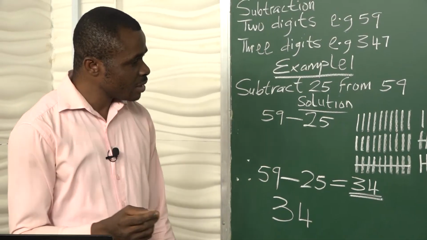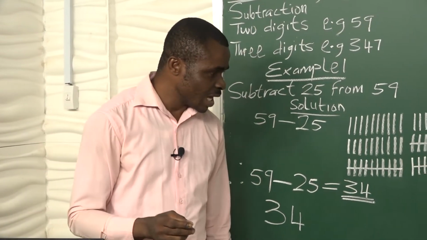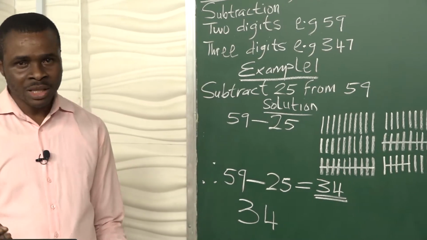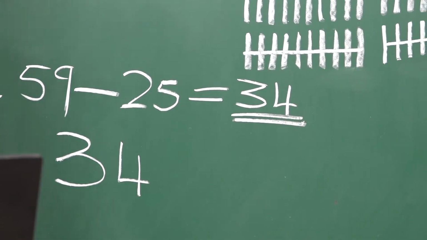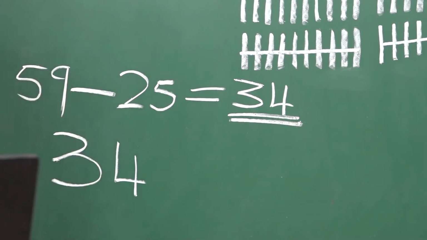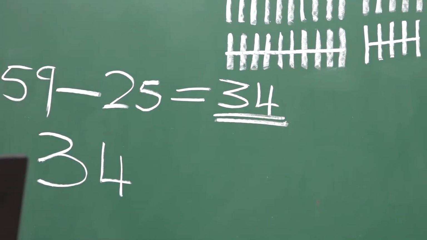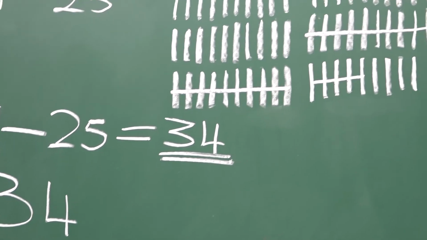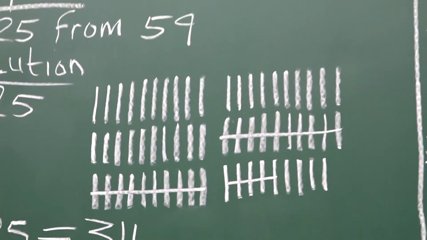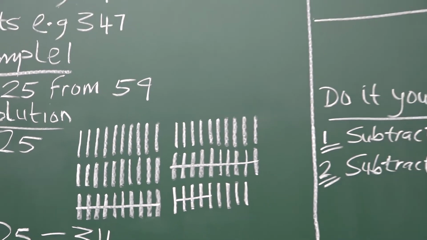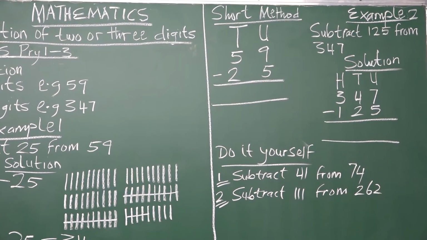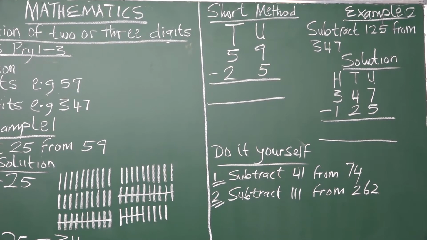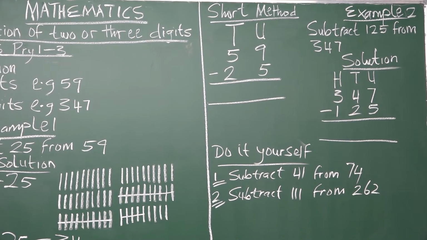You take away 5 from 9, and that will give you 4, and you take away 2 from 5, that will give you 3. So our answer is 34, subtracting 25 from 59. Then I have a short method of doing this, which every pupil would like to use. Mathematics students like the short method because it makes it faster and they get their result faster.